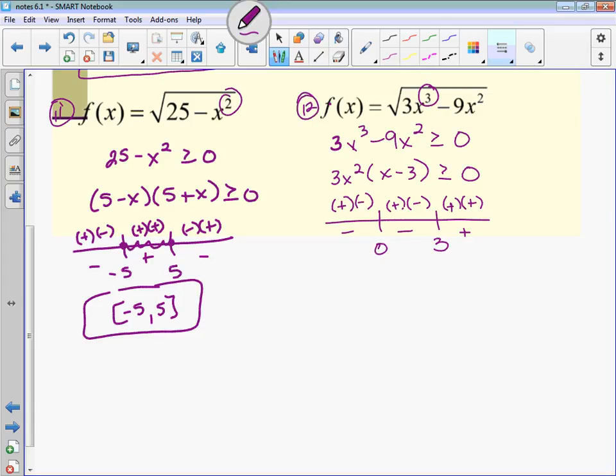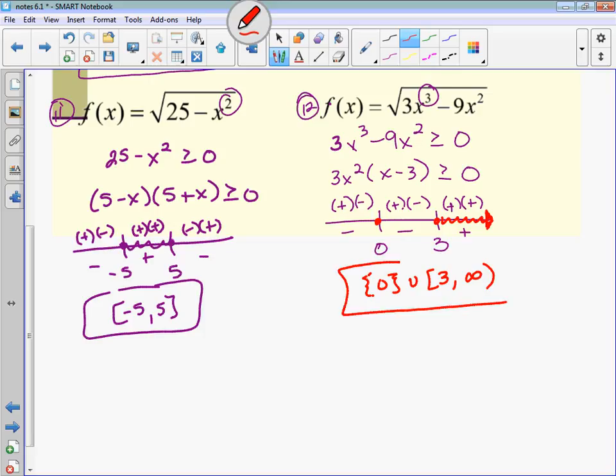The answer for this one is a little trickier. We want greater than or equal to 0. Remember, it equals 0 at these points, and the greater than is over here. So you need the 0 as well. Your final answer: you can put the 0 by itself in its own set of squiggly brackets, and then from 3 to infinity. That is your domain. It's very easy to forget that 0. Don't do it.